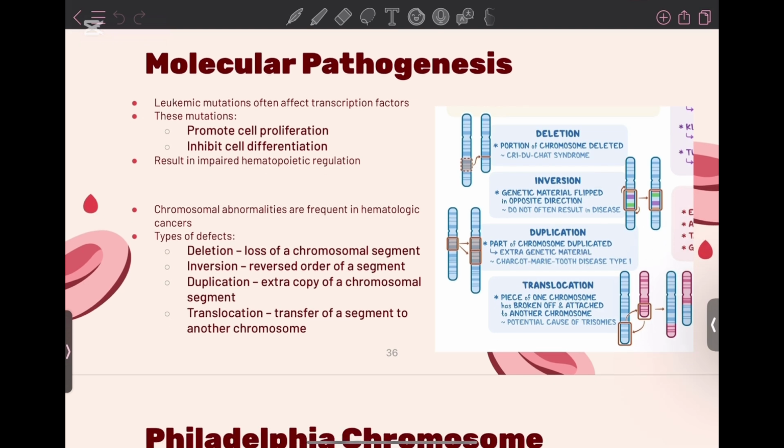Now, chromosomal abnormalities are frequent in hematological types. So most often a leukemia is a result of a chromosomal abnormality. Now, what are these abnormalities?